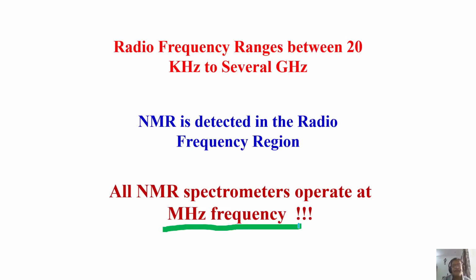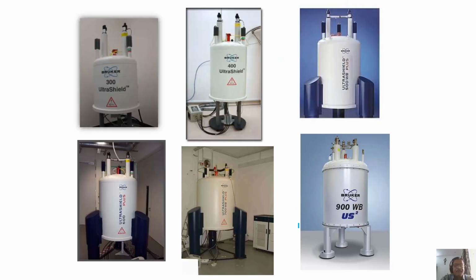You understand? In any NMR laboratory you go to, you will see the NMR spectrometer is always mentioned in megahertz. For example, go to any NMR lab. In our lab, we have many spectrometers. You can see it is written 300, 400, 500, 600, 700, 900. Varieties of magnets are there. What do these numbers refer to?